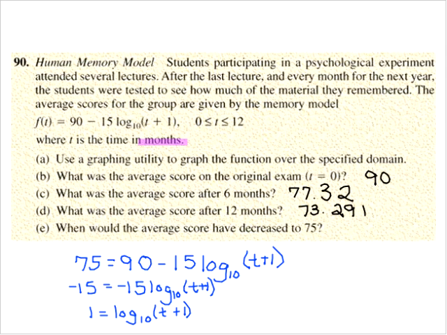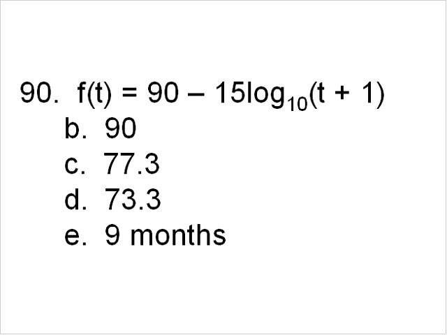And then let's change this to an exponential form. So that is 10 to the first power equals t plus 1. So 10 equals t plus 1. Subtract 1 from each side to get t equals 9. So at about 9 months, your score is going to decrease to 75. Let's check our answers, and hopefully they line up here, and they do.